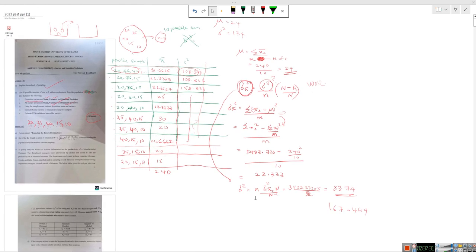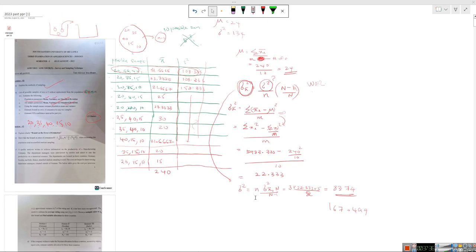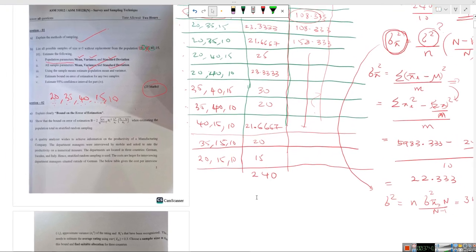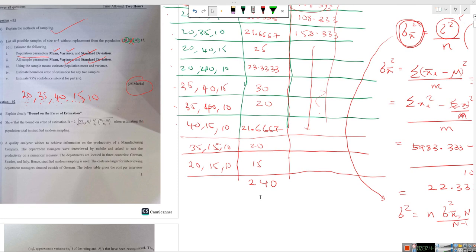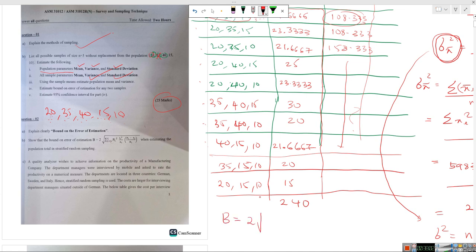But you should have gained the idea of how to attempt this question, right? So let me skip this part and move to the next one. Now we have to find out the estimate of bound on error of estimation for any two samples, right? So for all samples we can find out bound on error. So for calculating bound on error, we have the equation: bound on error B is equal to 2 square root of variance of x bar, right? Variance of x bar.